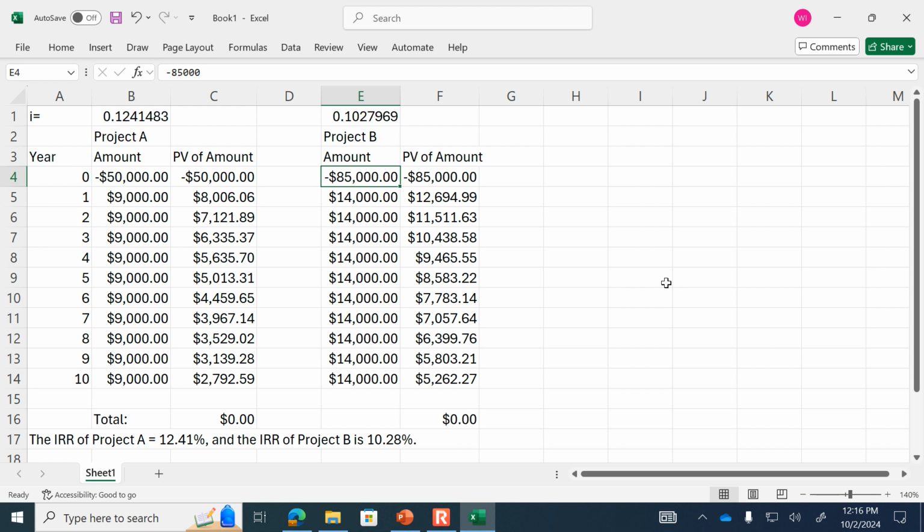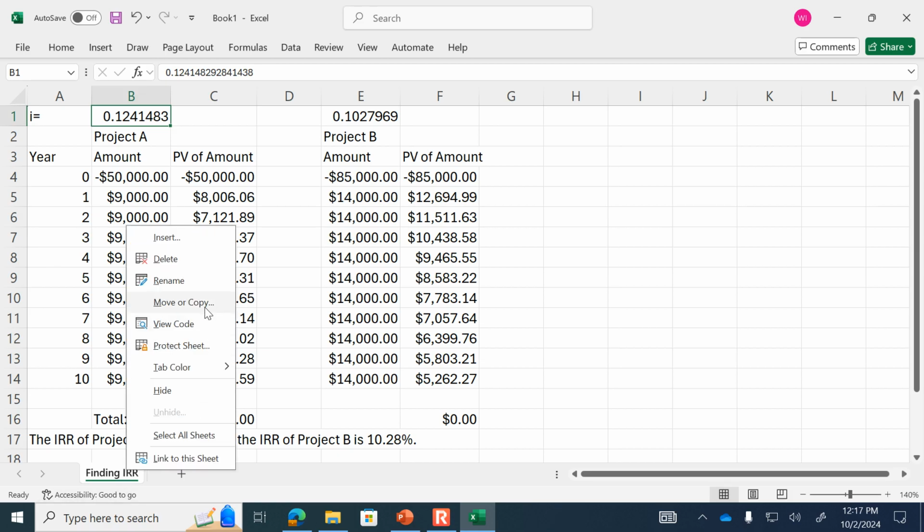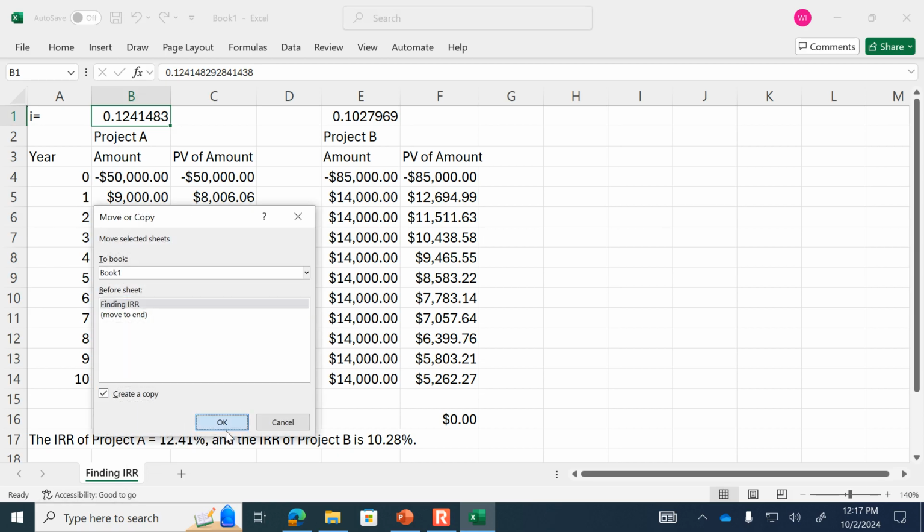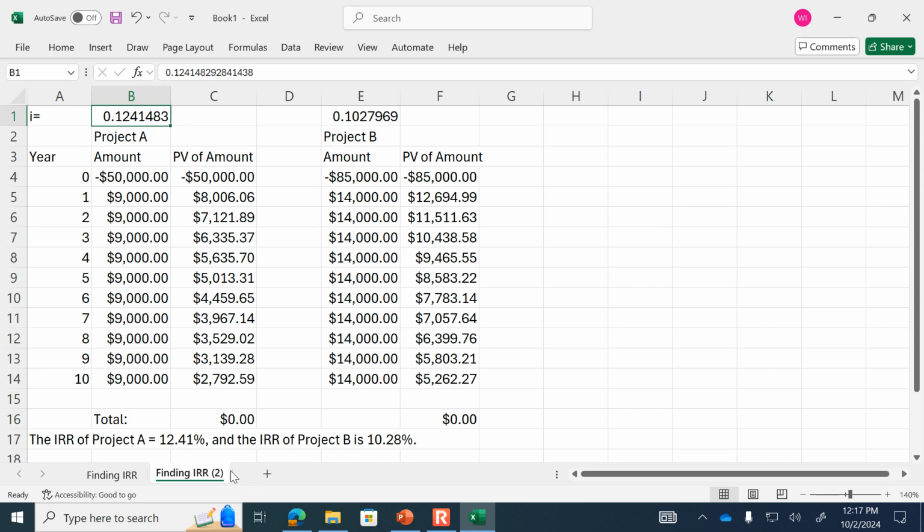I guess to do this with Excel, all we'd need to do is change the interest rate. I'm going to create a copy. So down here at the bottom, this was finding IRR. If you create a copy of it, and we'll call this next one finding PW at MAR, all we have to do is change the interest rate to 4% for both of them.